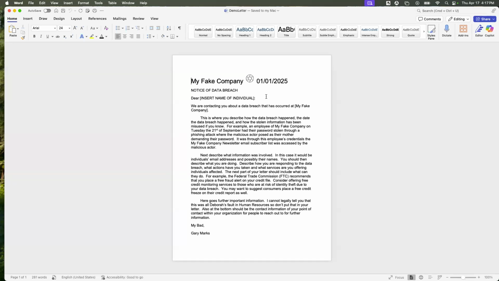So here, you'll want to start off with the company logo, the date of issuing the letter, notice of data breach, dear individual who is affected. We are contacting you about a data breach that has occurred at your company. And this is where you describe how the data breach happened, the date the data breach happened, and how the stolen information has been misused if you know.